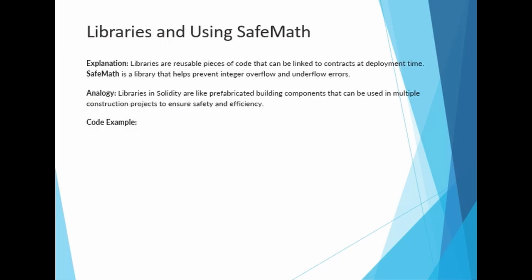Now we will use libraries, and the SafeMath library in particular. Libraries are reusable pieces of code that can be linked to contracts at deployment time. SafeMath is a library that helps prevent integer overflow and underflow errors. Libraries are like prefabricated building components that can be used in multiple construction projects to ensure safety and efficiency.